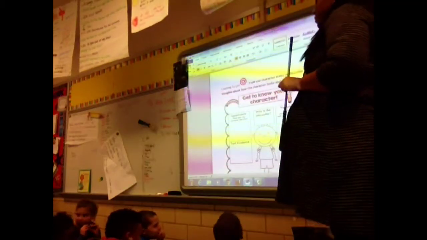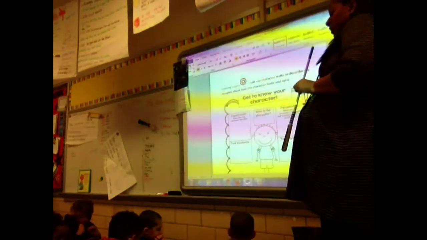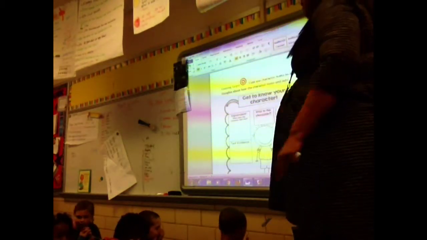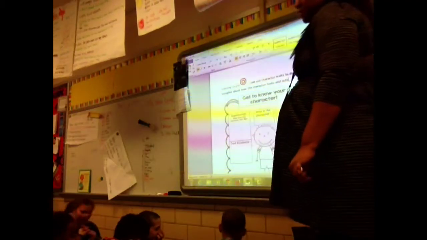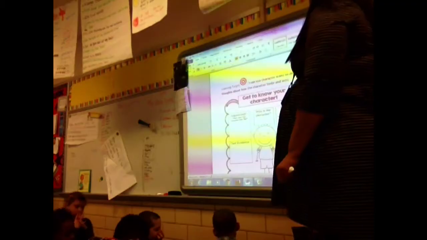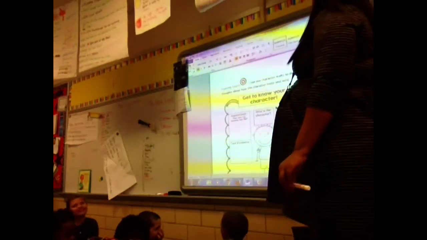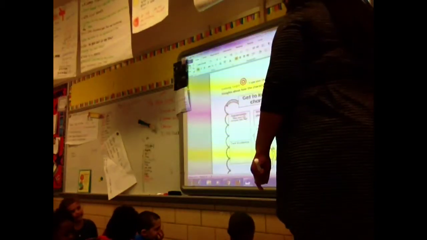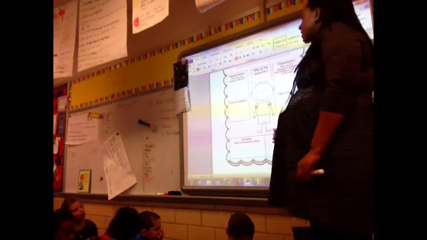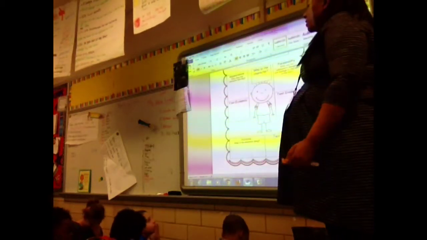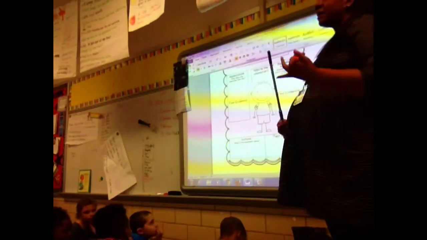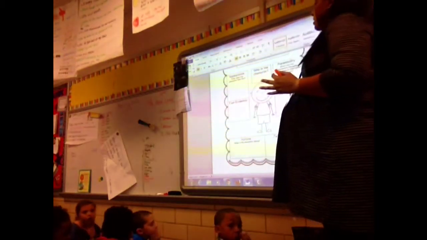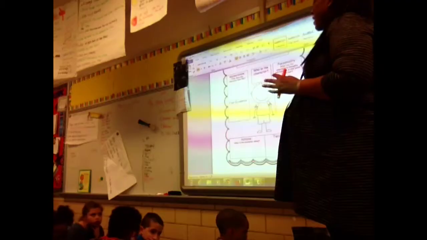Okay, so when we are describing a character, and we're trying to give them a character trait, we are going to look at the character's appearance, how the character looks. We're going to be looking at their personality. What are your thoughts about the character? And we're also going to be looking at the character's actions. What are they doing? So we're going to be talking about how they look, how they act, about their actions, and we're going to talk about their personality, how they feel.